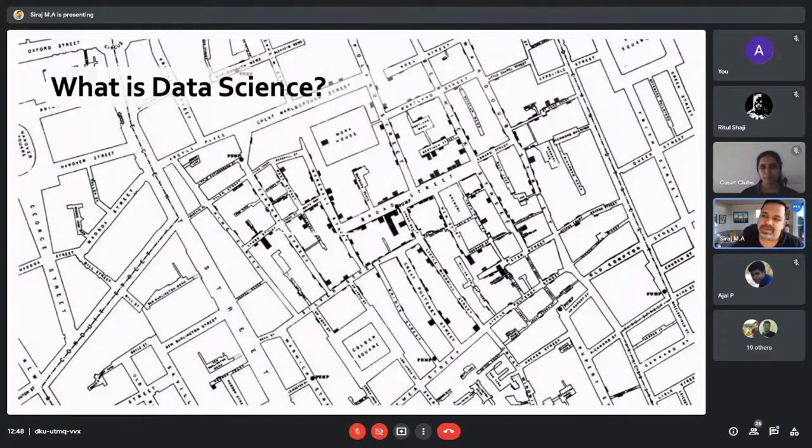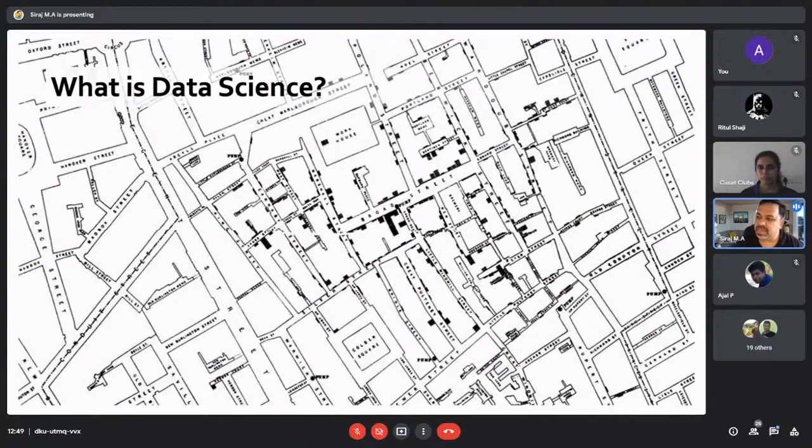Here's a map, right? This is a very old map of London. It's probably one of the early stages of people trying to analyze what story the data was telling them. Right? This one's interesting. It was from John Snow back in 1854, when London was going through a very deadly cholera problem.